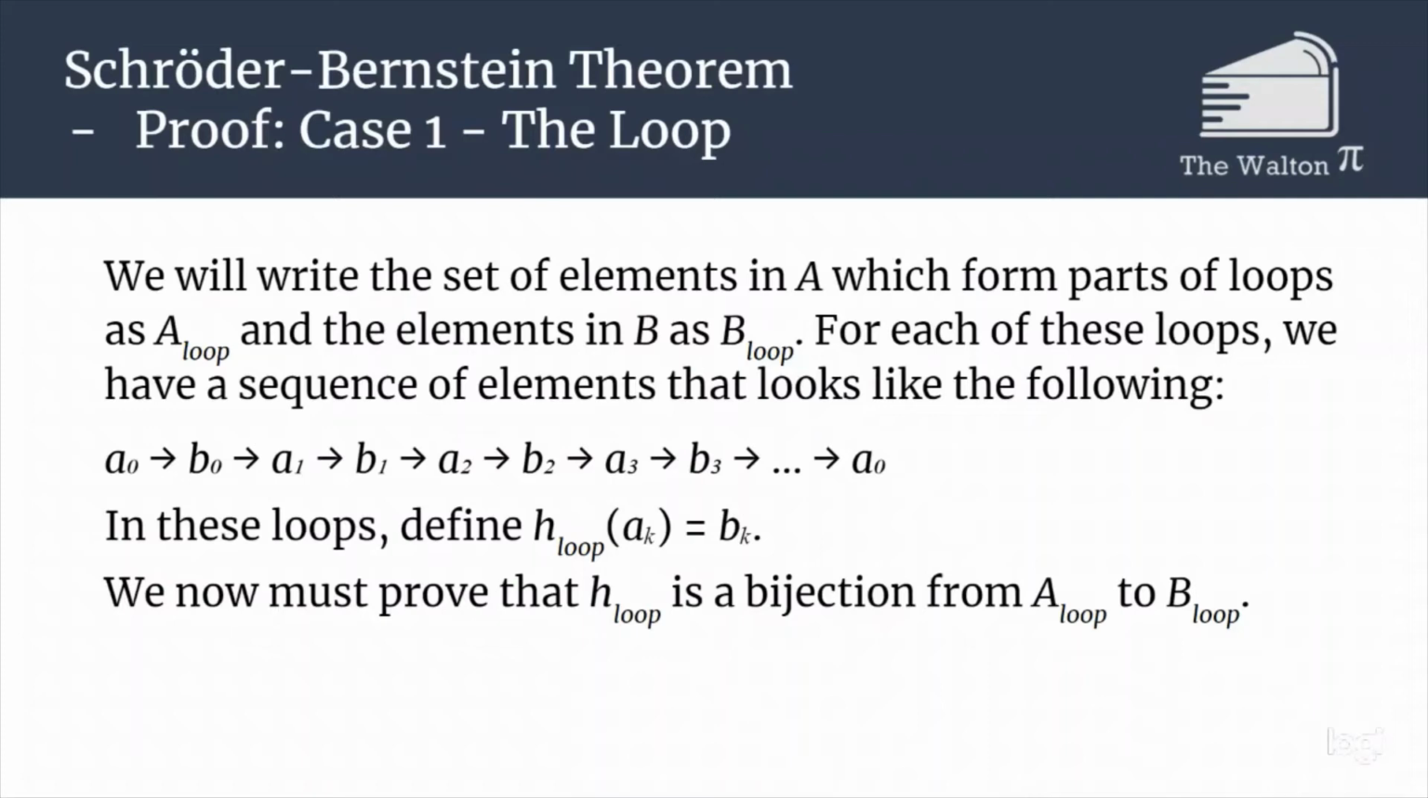So in these loops, we need to define a bijection. We are going to define h from A to B, so h_loop, our bijection on our loop, as h_loop(a_k) = b_k. So it's just sending a_k to the very next thing in the loop. So a0 goes to b0, a1 goes to b1, and so on. What we now have to do is prove that this function is a bijection from A_loop to B_loop. Let's go through this together.